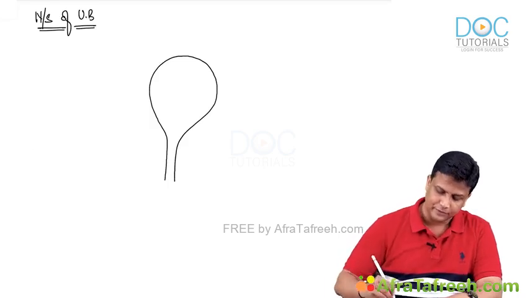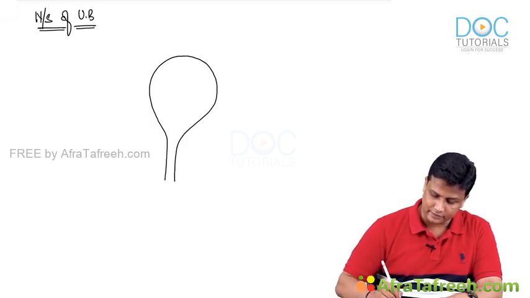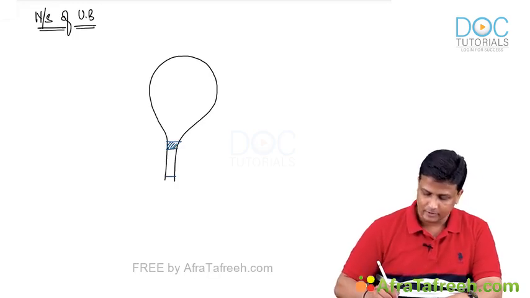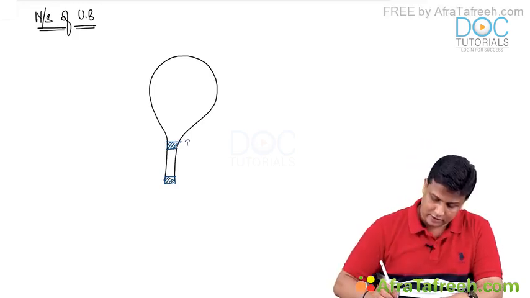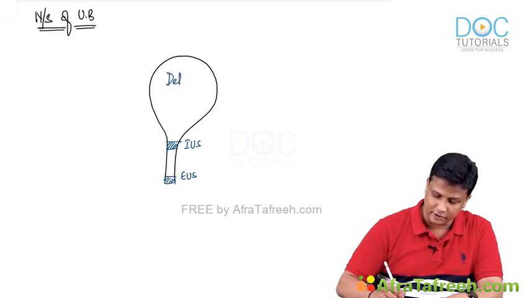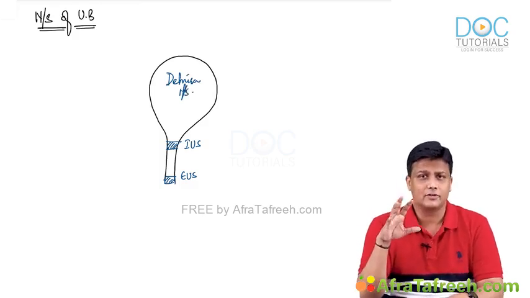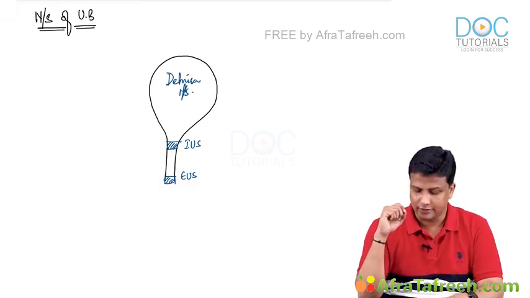Followed by the urethra, and in this urethra we'll actually have the sphincters. There will be an internal urethral sphincter, just for the sake of imagination I'm drawing it here, and there will be an external urethral sphincter here, guys. Just an imaginary schematic diagram, I'm telling you again and again. In the wall of the urinary bladder you'll have the detrusor muscle, then the urethra will have the internal urethral sphincter, and then the external urethral sphincter muscle.